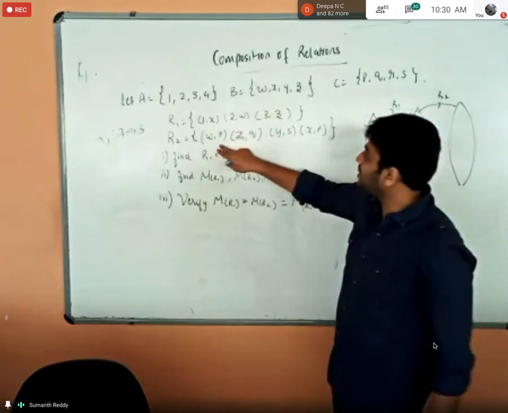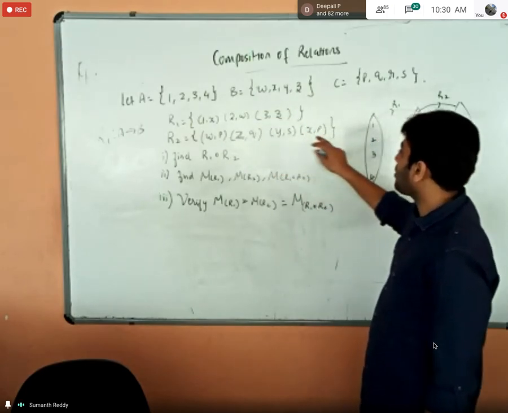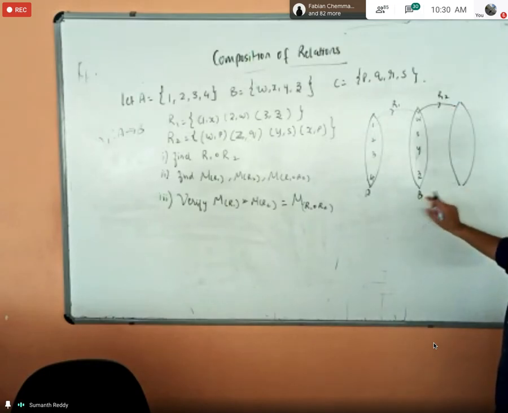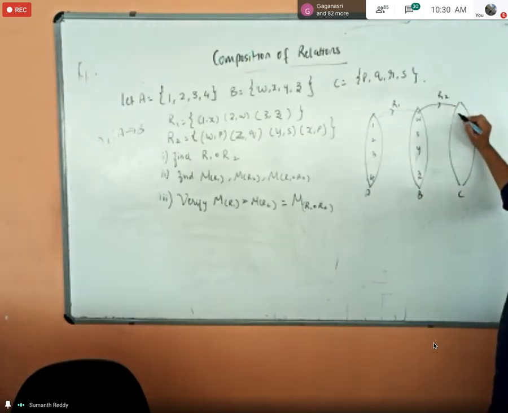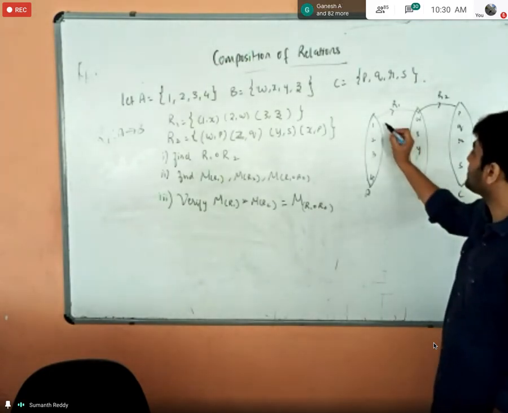By looking at the ordered pairs, you can make that W, Z, Y, X are the elements of set B, and P, Q, R, S are the elements of set C. So this R2 will be a relation from B to C, and C has the elements P, Q, R, S. Once you write this correctly, next you need to define the relation.